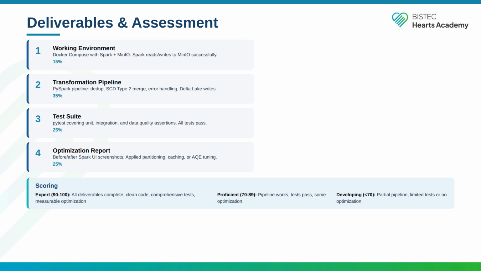Your pipeline should include deduplication, SCD type 2 merge with Delta Lake, error handling with dead letter routing, and clean, readable code. Third, a test suite worth 25%. Unit tests for transformation functions, an integration test for the full pipeline, and data quality assertions. All tests should pass. Fourth, an optimization report worth 25%.